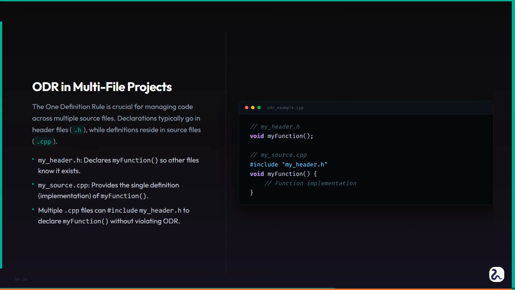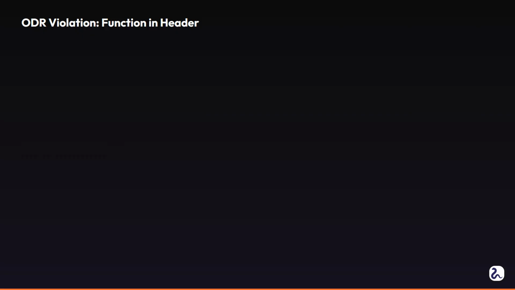If another source file, main.cpp, includes my_header.h, and then calls myFunction(), everything works. The compiler sees the declaration in main.cpp, and the linker finds the single definition in my_source.cpp. This separation of declaration and definition is fundamental to C++ project structure.